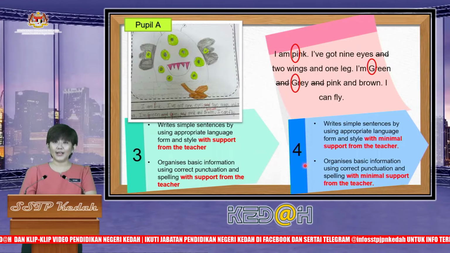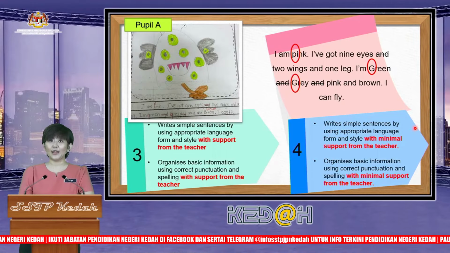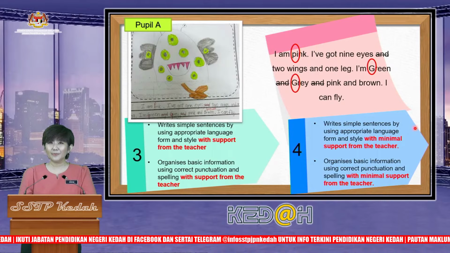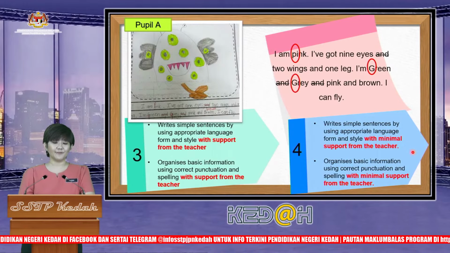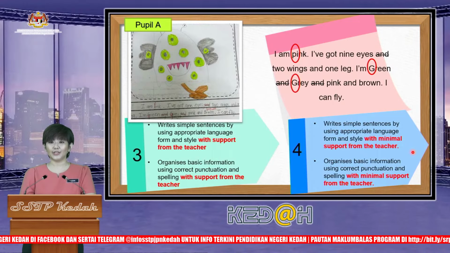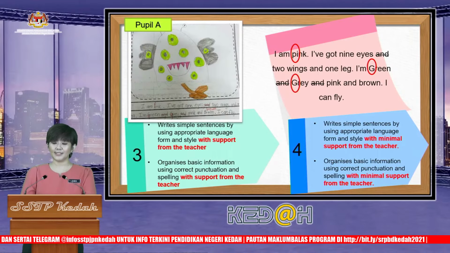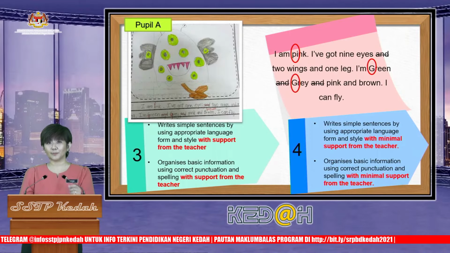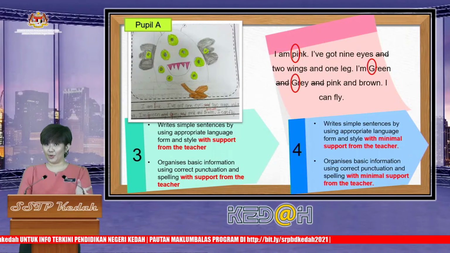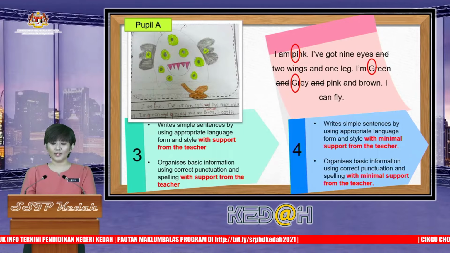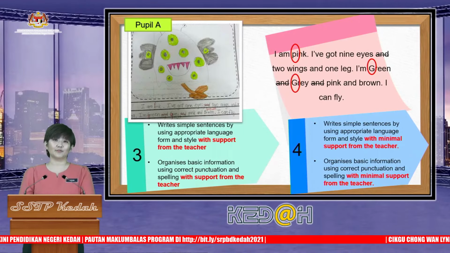And for PL4, the descriptors are: pupils can write simple sentences by using appropriate language, form, and style with minimal support from the teacher. And they can also organize basic information using correct punctuation and spelling with minimal support from the teacher. So the main difference here is in the amount of support given by the teacher. PL3 is with support from the teacher, whereas PL4 is with minimal support from the teacher.